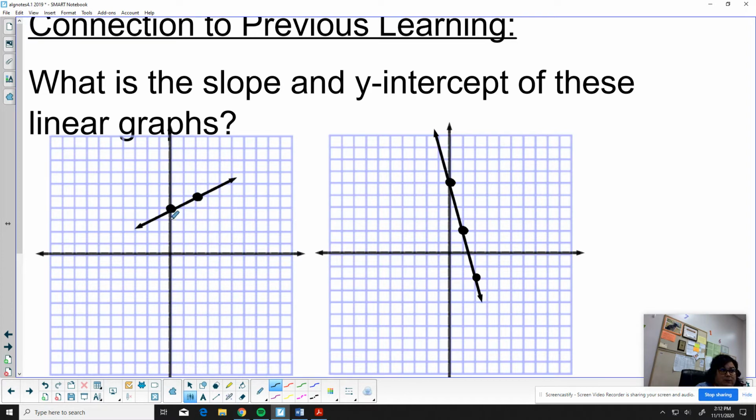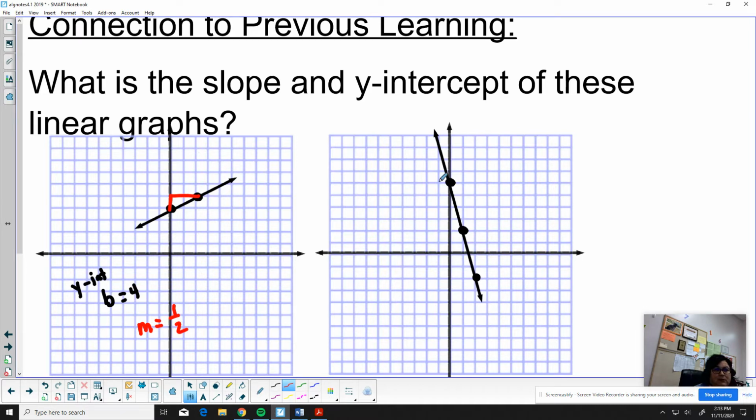So the b is where the line crosses the y-axis. So it crosses right here. So that's 1, 2, 3, 4. b equals 4, or the y-intercept. It's the same thing. And then my slope is how many up and how many over. So up 1 and right 2. So my slope is 1 over 2.